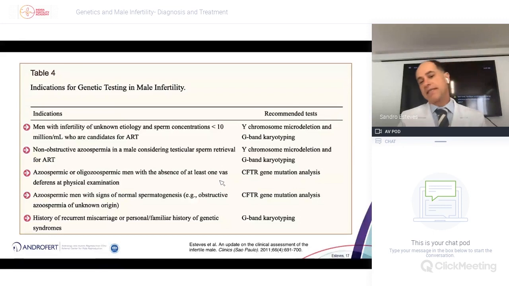And if you have a history of recurrent miscarriage or a personal or family history of genetic syndromes, it's wise to go for G-band karyotyping. So I think this table could provide you guidance on when to test for a genetic panel in male infertility.